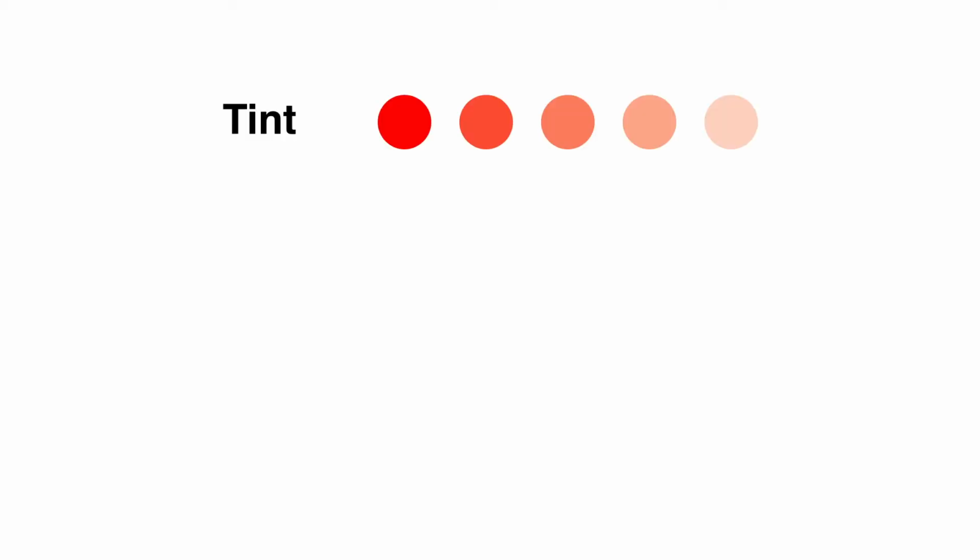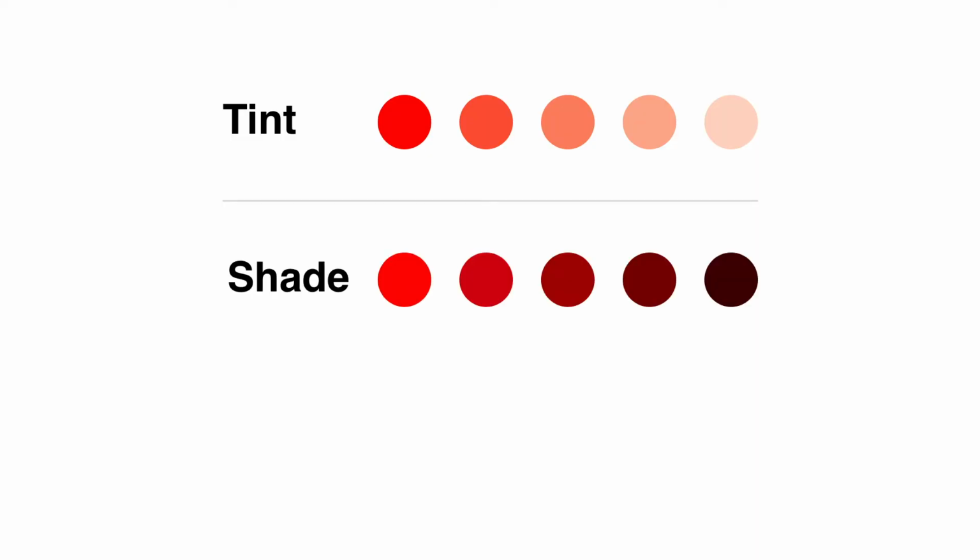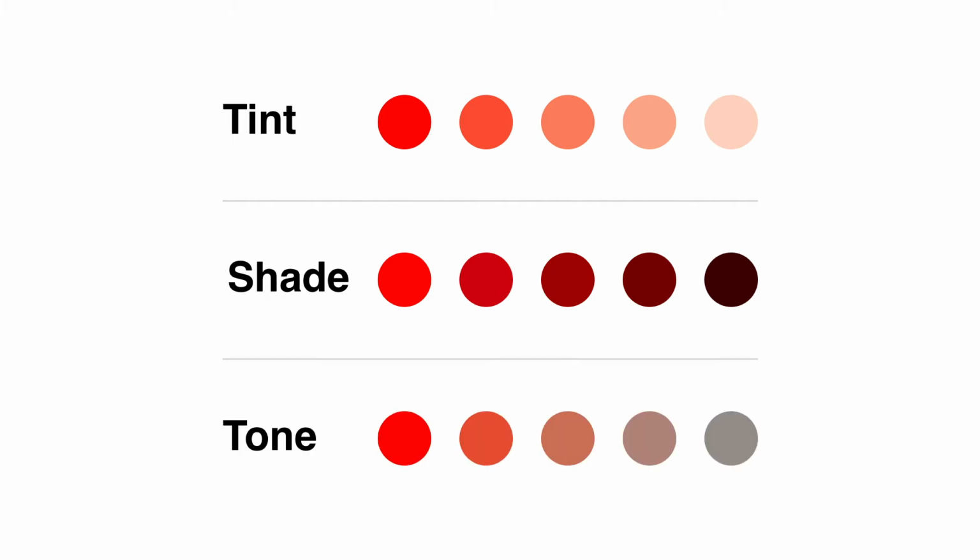A tint is created by adding white to a base hue, lightening the color. This lowers a color's intensity and is useful when balancing more vivid color combinations. A shade is created by adding black to a base hue. Essentially, it's darkening the color. This creates a deeper, richer color. A tone is created by combining black and white or gray with a base hue.